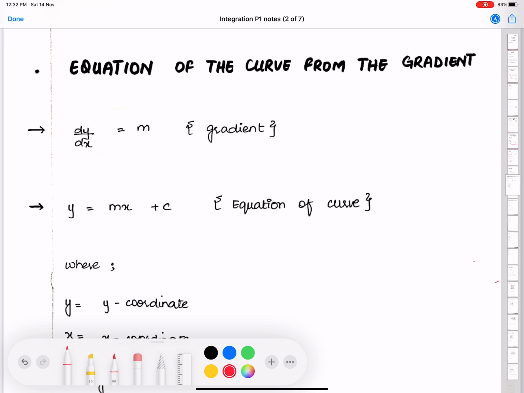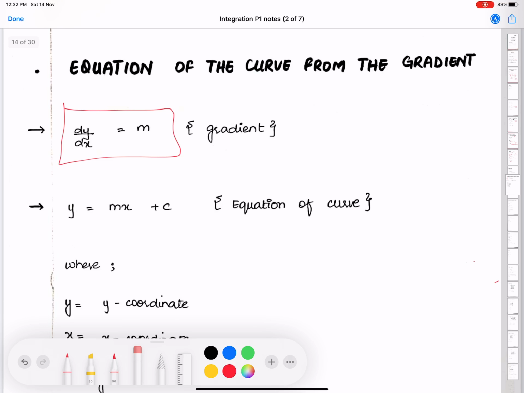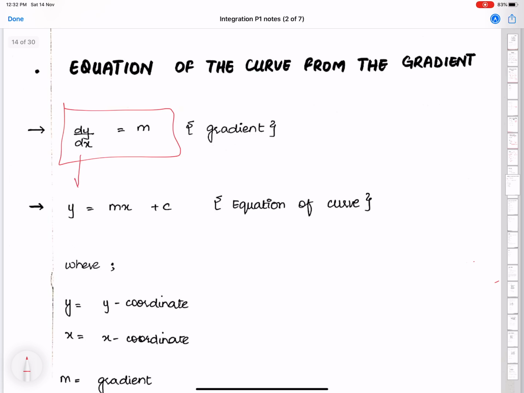Well, this is the gradient of the tangent to the curve at P(x, y). So we need the equation of the curve. For that we need to integrate this gradient. When we integrate the left side we get y, and when we integrate the right side we get mx, because m is constant. Whenever we integrate a constant we get mx, plus c, the constant of integration.